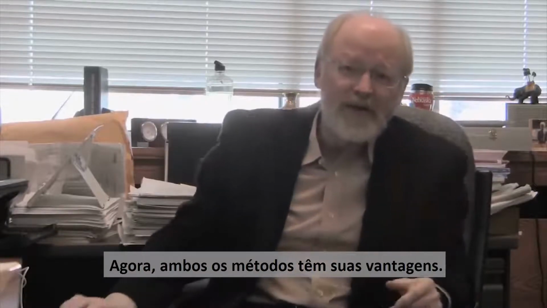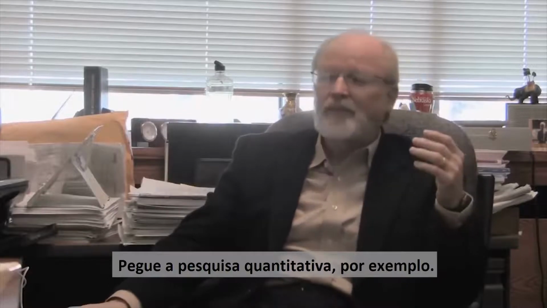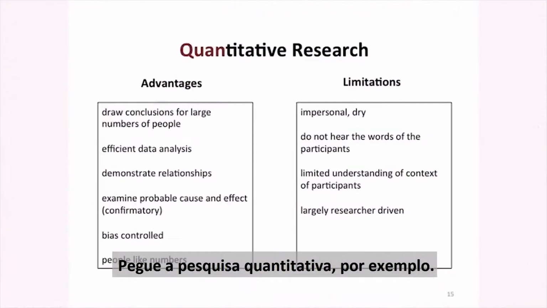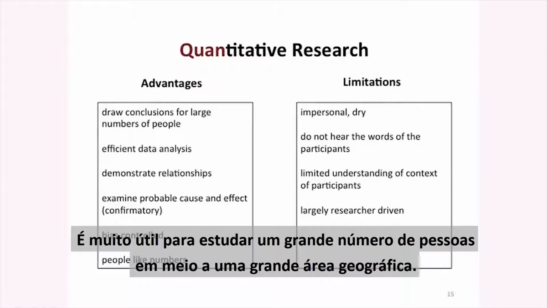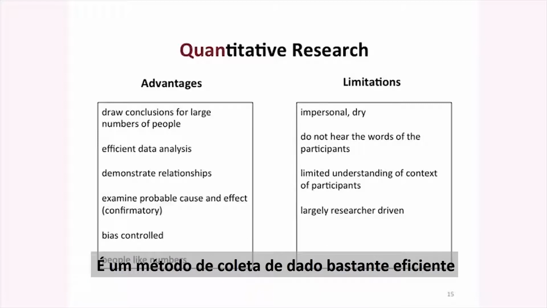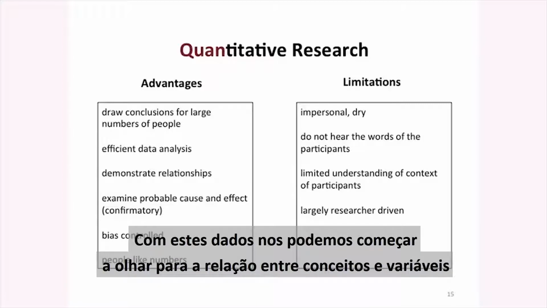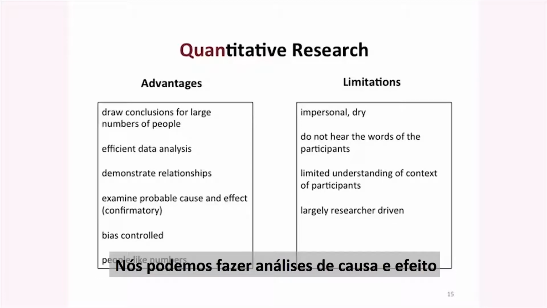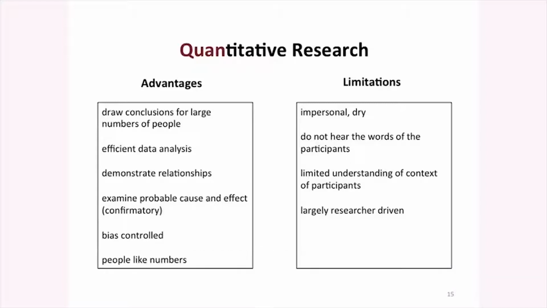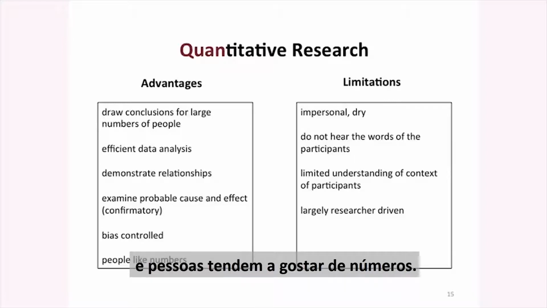Now both methods have advantages. Take quantitative research, for example. It's really useful for studying large numbers of people across a wide geographic area. It's a very efficient method of data collection. We can start looking at the relationship among concepts or variables. We can even look at whether something causes something, cause and effect. We can control for bias carefully. And people tend to like numbers.